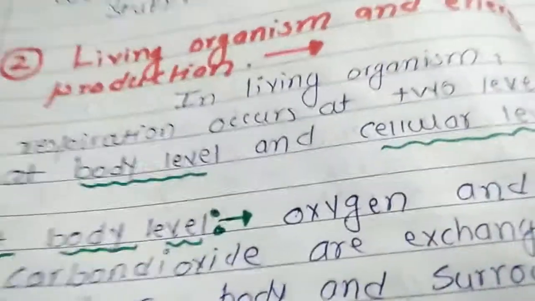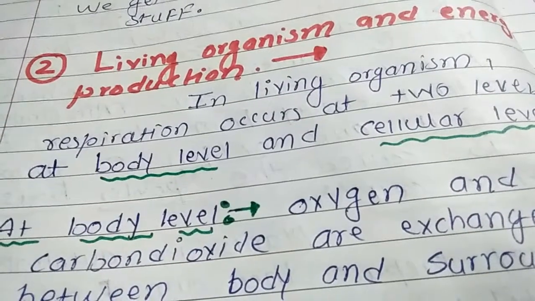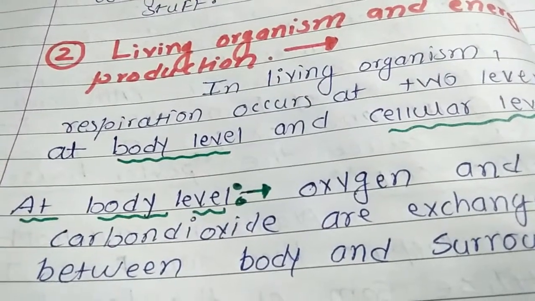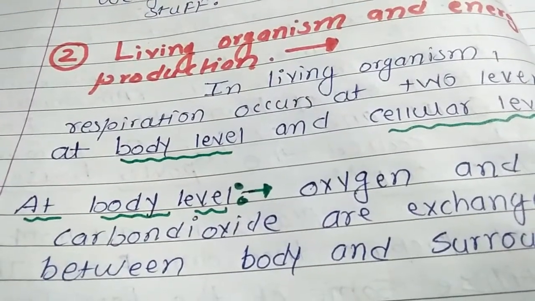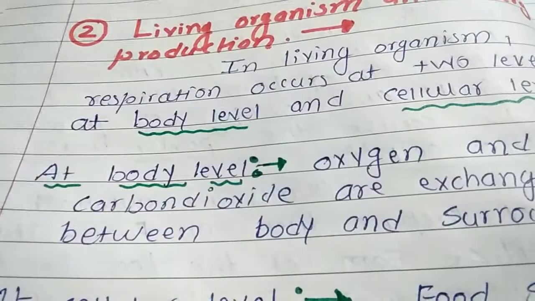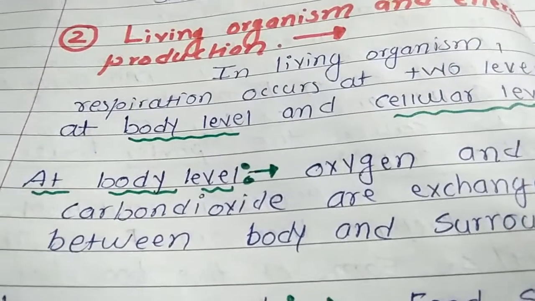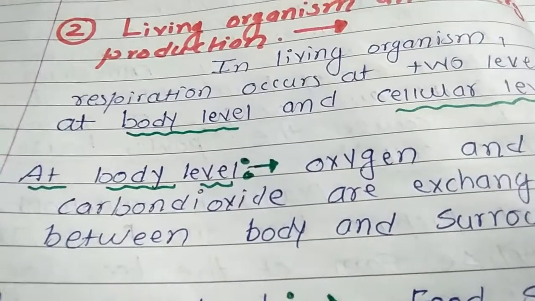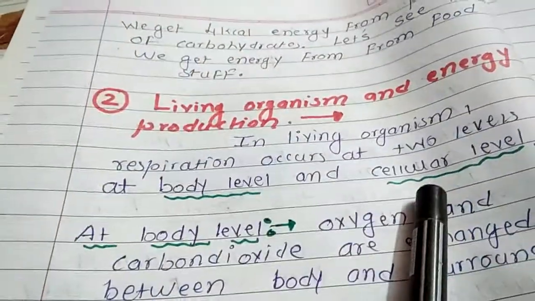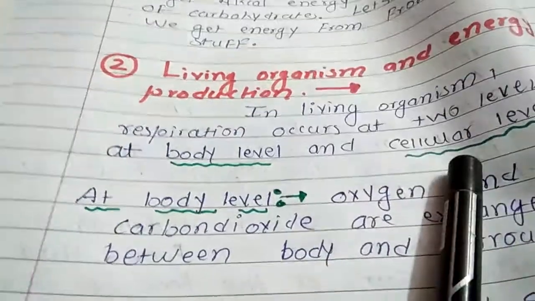In living organisms, respiration occurs at 2 levels. All of you know that we respire with the help of the nose, but our cells also undergo the process of respiration. Therefore, respiration occurs at 2 levels: number 1 is body level and number 2 is cellular level.